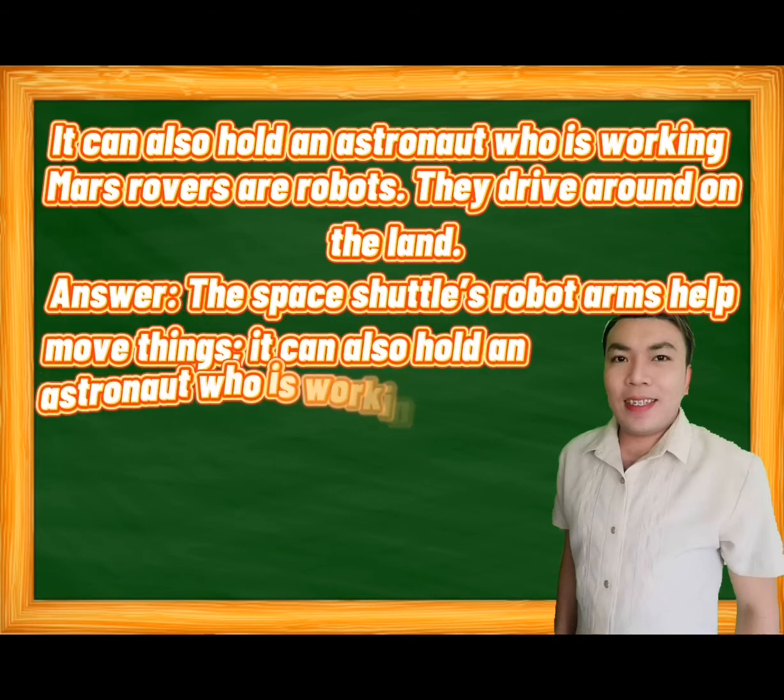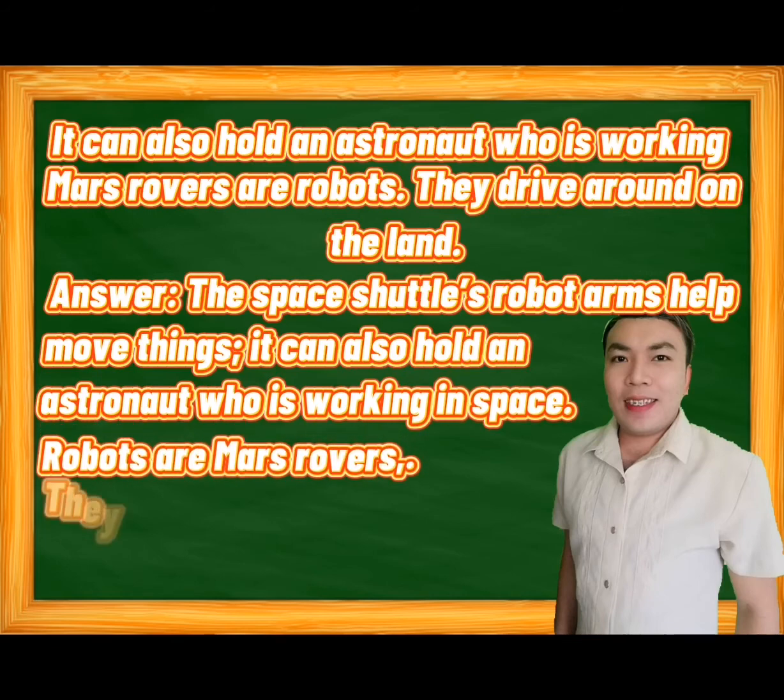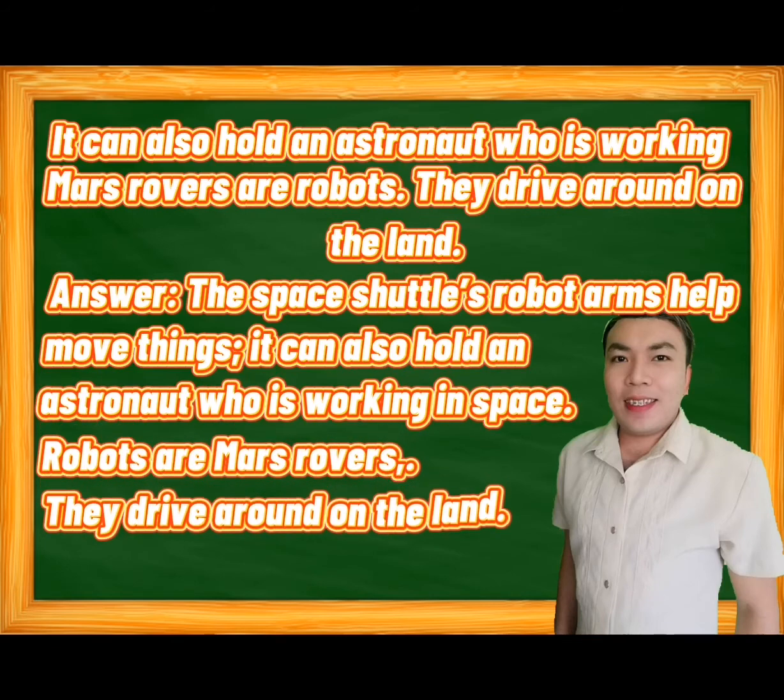Let's reveal the answer. The space shuttle's robot arm helps move things. It can also hold an astronaut who is working in space. Robots are Mars rovers. They drive around on the land.